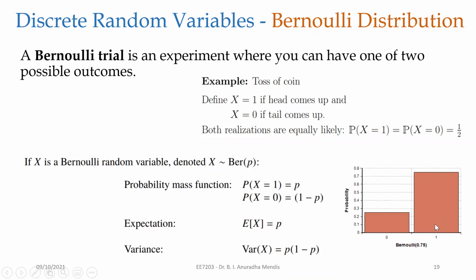Then the probability mass function looks like this. For example, let's say p equal to 0.75. That means the coin is not a fair coin. Then you can see P(X=1) is equal to 0.75. Here, this is 1 minus p, so this should be 0.25. So this is the probability mass function, and this is the notation for Bernoulli distribution. Always this E is for the expectation.